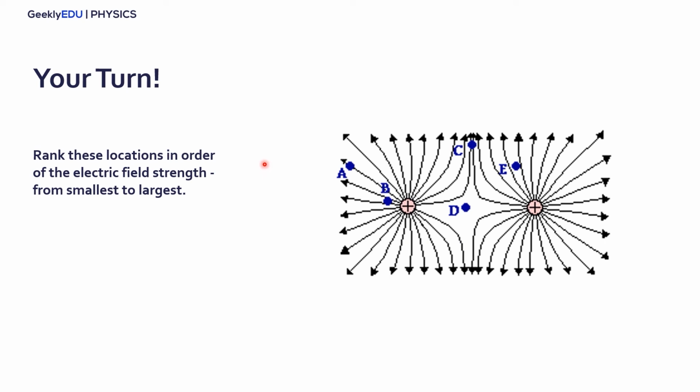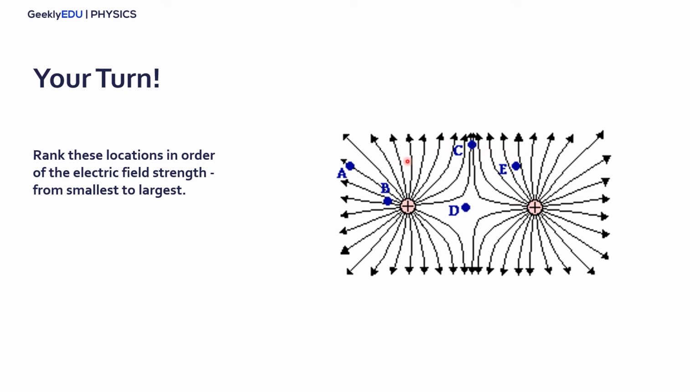Alright, now it's your turn. So take a look at this picture here. We have two positive charges. They are the same magnitude, okay, and they are interacting with each other. We have all the lines here from the electric field, okay. Also, we have some points A, B, C, D, and E in different positions here in the electric field, okay.